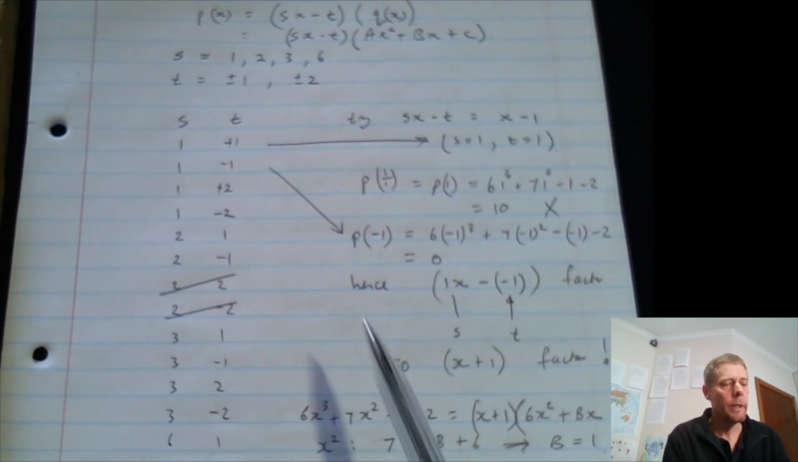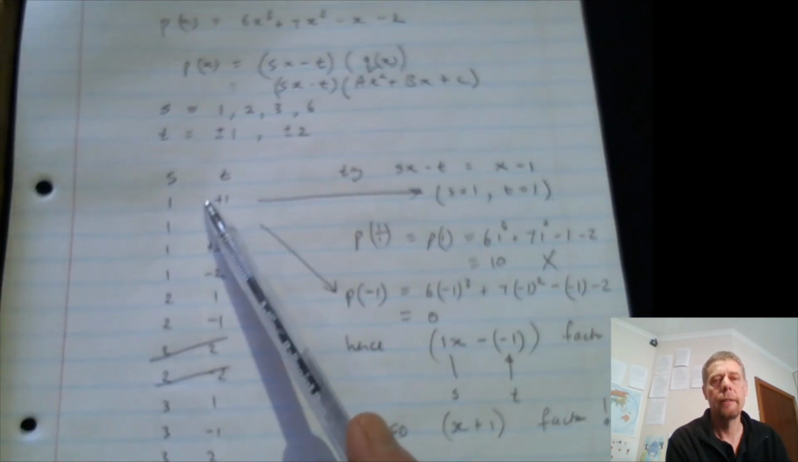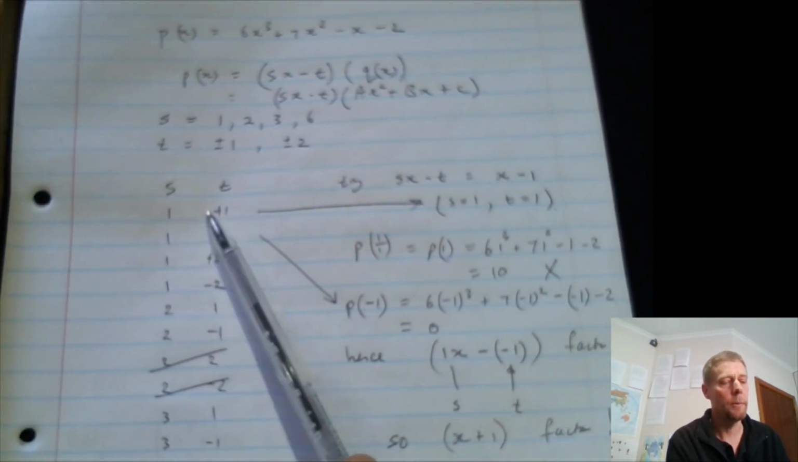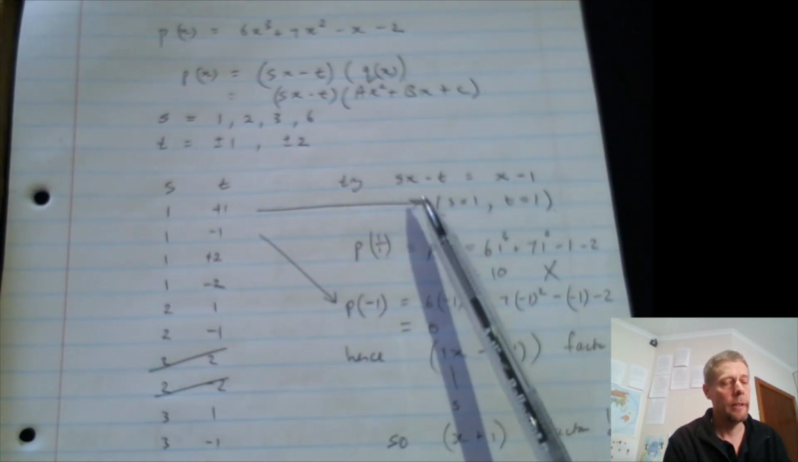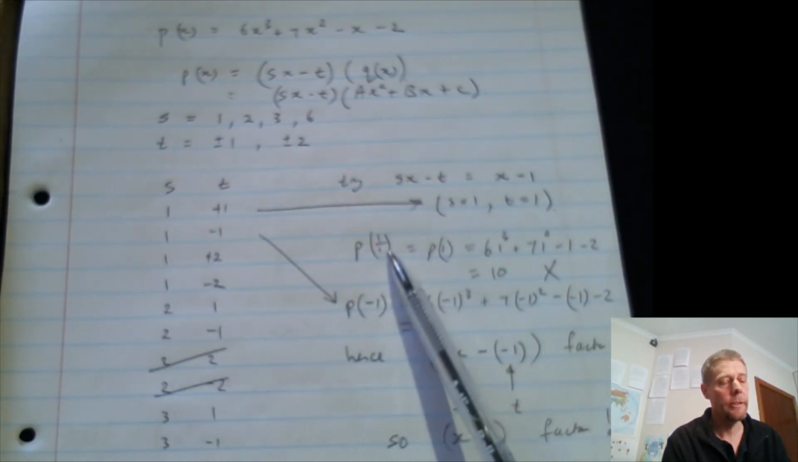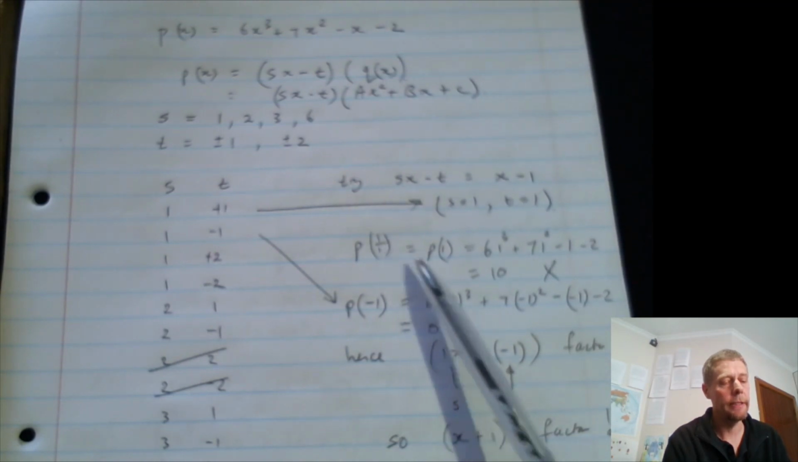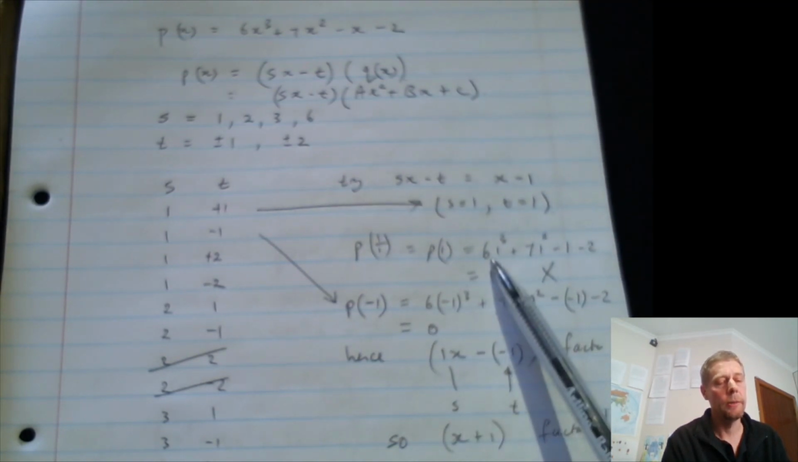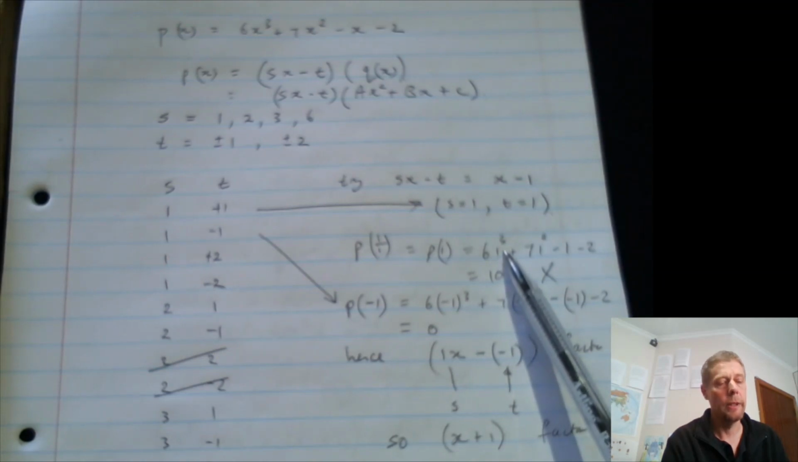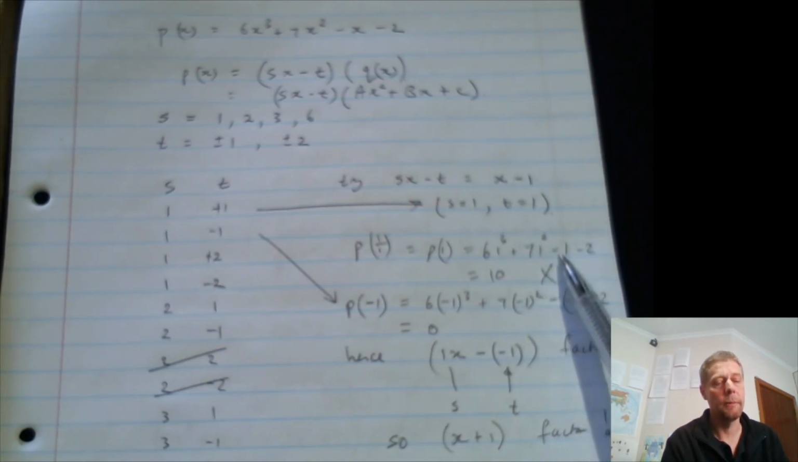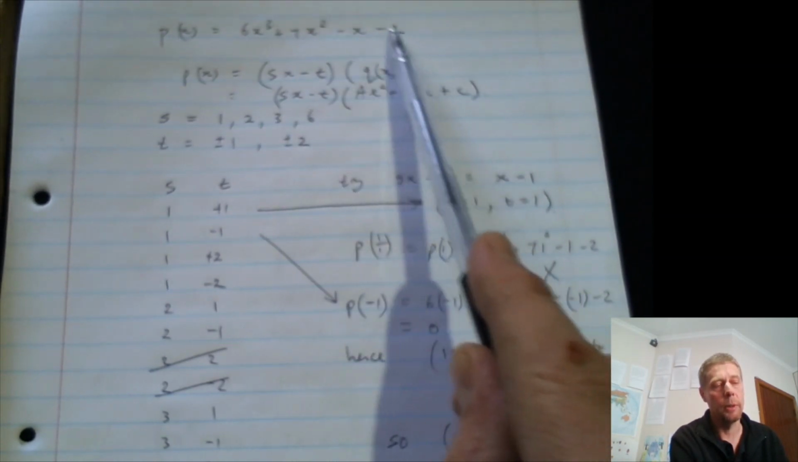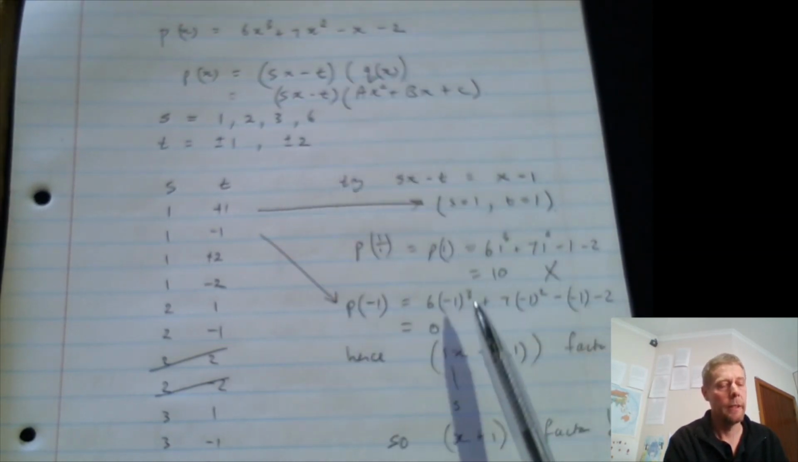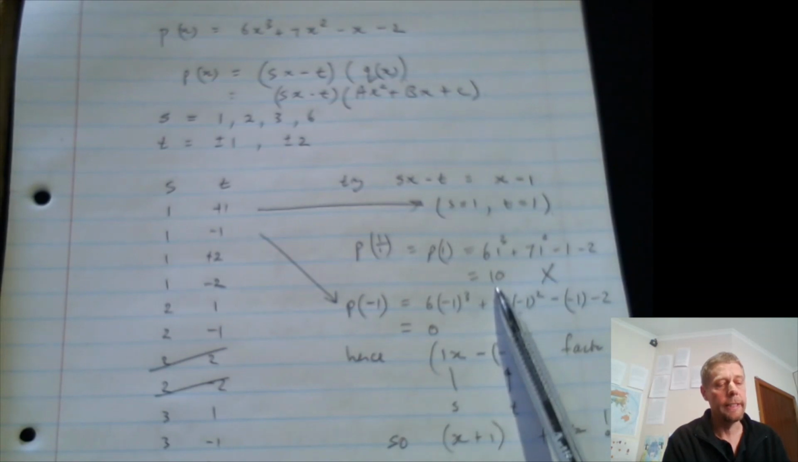So we can take off that first pair and we can try it out. Let's put s equals 1 and t equals 1 into our polynomial. So p of 1 over 1, so t over s equals p of 1, which is equal to 6 times 1 cubed plus 7 times 1 squared minus 1 minus 2. You can see there we're just putting 1 into that polynomial. And we find that it's 10.